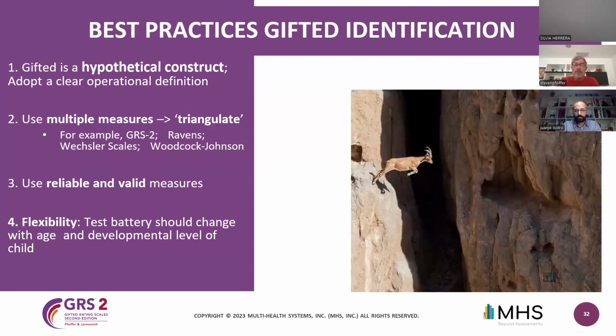Okay, the third best practice in gifted assessment and gifted identification is we should only use reliable and valid measures. What does that mean? When you're using a given test, you always want to check to make sure that the test has some scientific support, that it's reliable. If it measures giftedness, every time it measures it, you'll get the same score, and that it's valid, that not only is the score reliable, but it's measuring giftedness. So measures need to be reliable and valid.